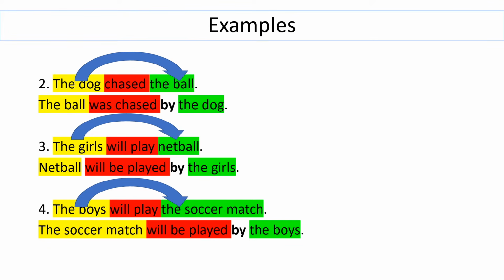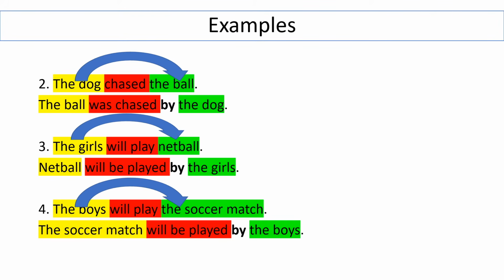Step 4, check the tense table. Will play must be changed to will be played. So the passive sentence will read, netball will be played. Step 5, remember to add by. The passive sentence will now read, netball will be played by, and then step 6, end off with the subject of the active sentence. The passive sentence will now read, netball will be played by the girls.